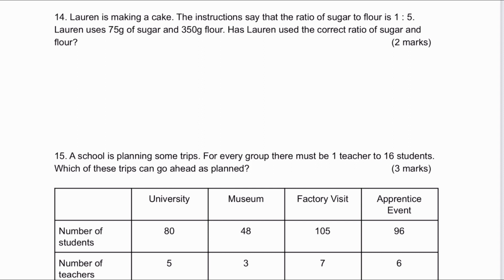Let's have a look at number 14. So Lauren is making a cake. Okay, she uses 75 grams of sugar and 350 grams of flour. But she needs the ratio of 1 to 5. So is she using the correct amount? Okay, so we'll have a look at that.